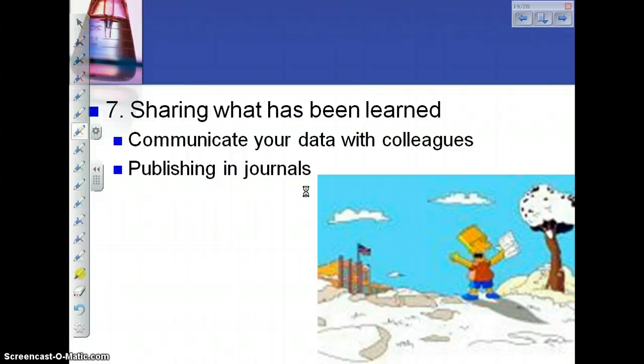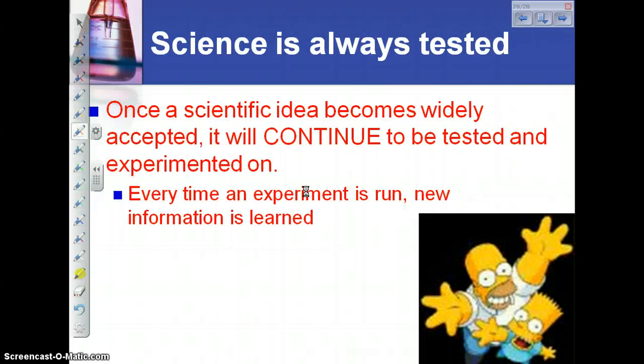And as more scientists run your experiment, and they get the same data that you do and the same results that you do, and the hypothesis continues to be supported, the more solid the idea becomes. And once the scientific idea is widely accepted, it will continue to be experimented on. Every time a new experiment is run, new information is going to be learned.